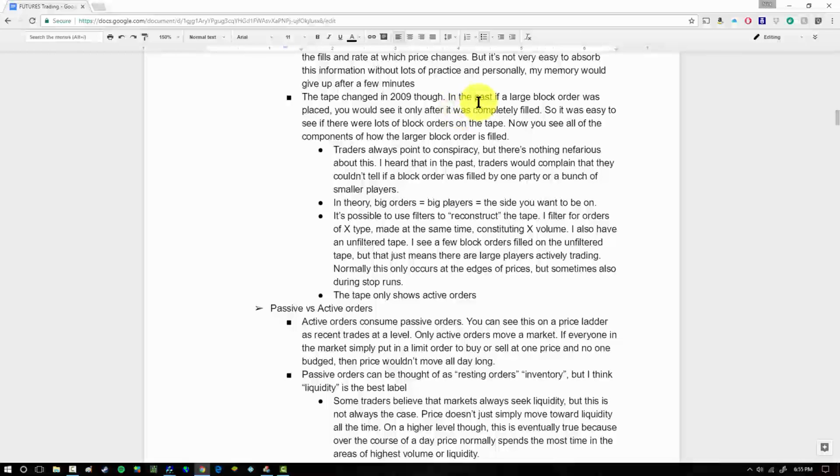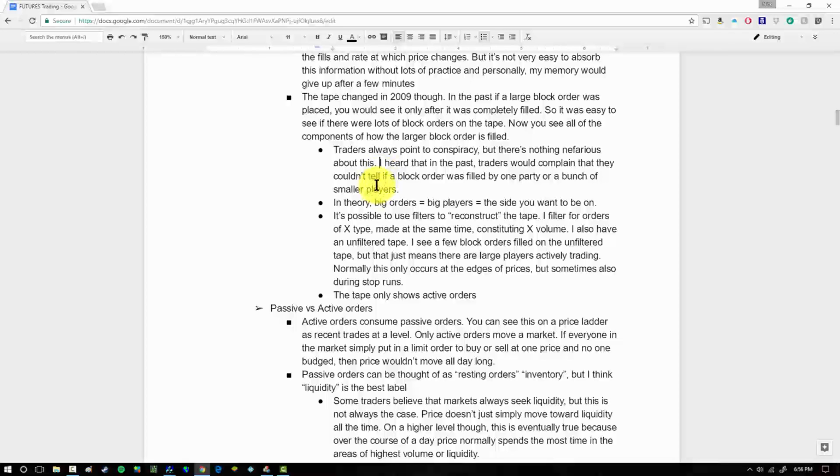In the past, if a large block order was placed, you would see it only after it was completely filled, so it was easy to see if there were lots of block orders on the tape. Now you can see all of the components of how that larger block order is filled. There were cries of conspiracy whenever that happened, but there's nothing really nefarious about this. One of the reasons the exchanges said that they wanted to change this is because it was using up bandwidth to have orders just sitting on the servers, and they could more easily just show what was getting filled at any one point.